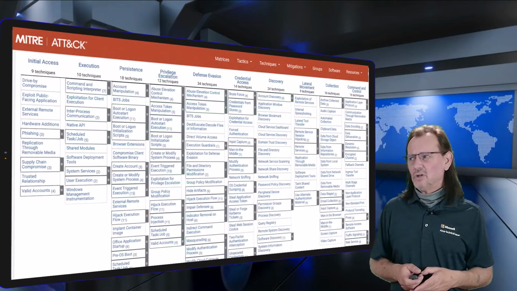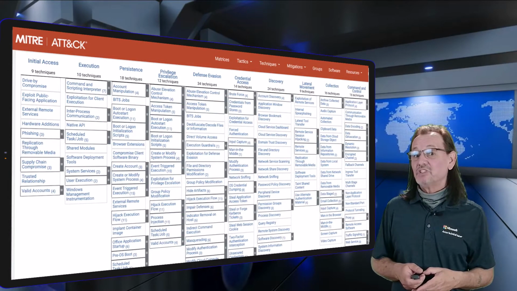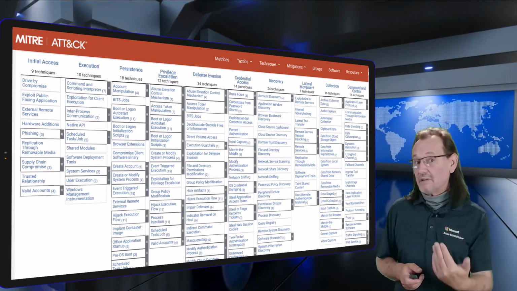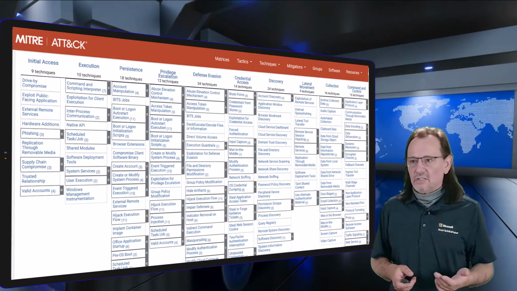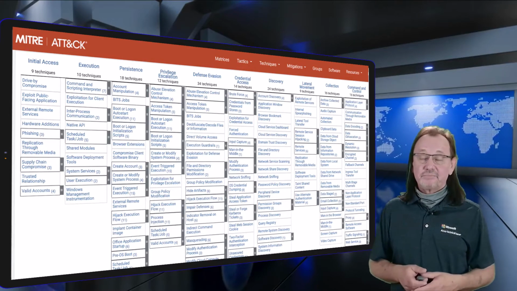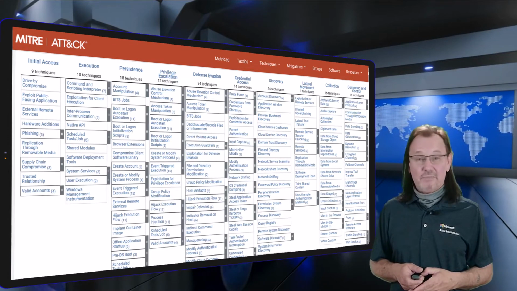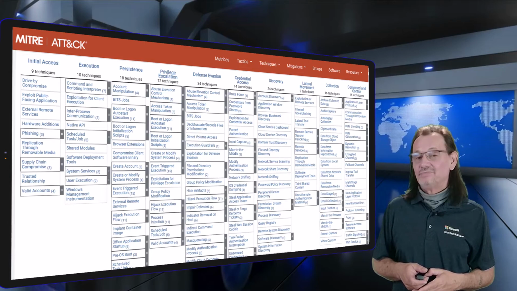The MITRE ATT&CK knowledge base is used as a foundation for the development of specific threat models and methodologies in the private sector, in government, and in the security product and service community generally. MITRE ATT&CK is open and available to any person or organization for use at no charge.